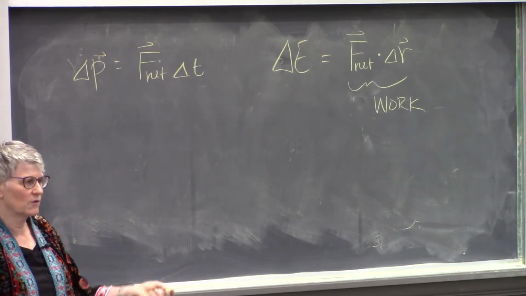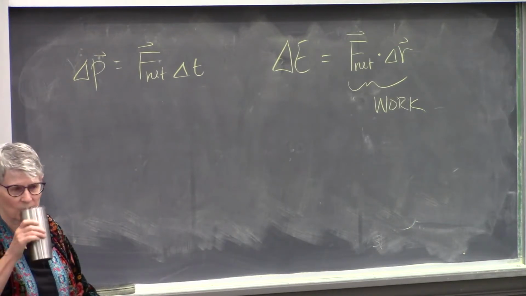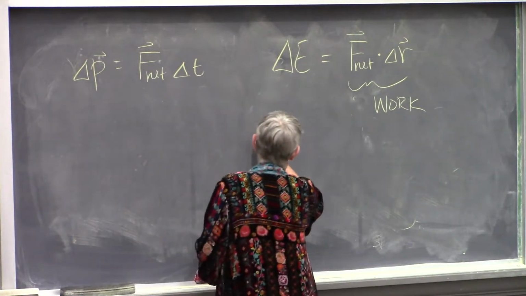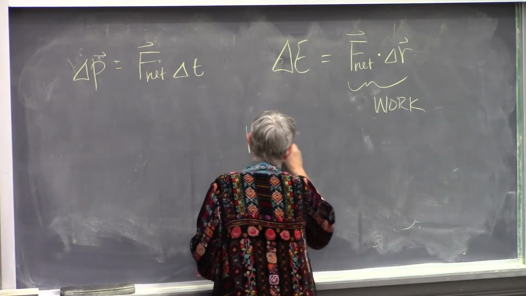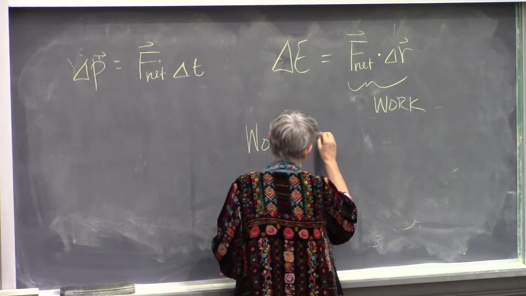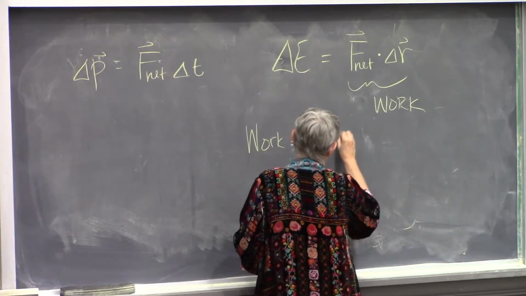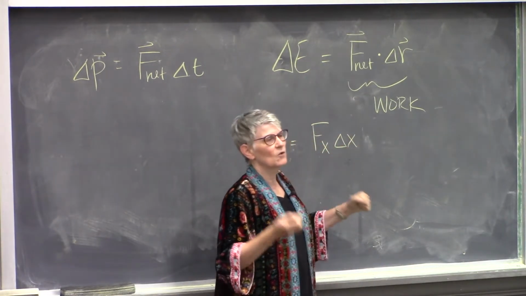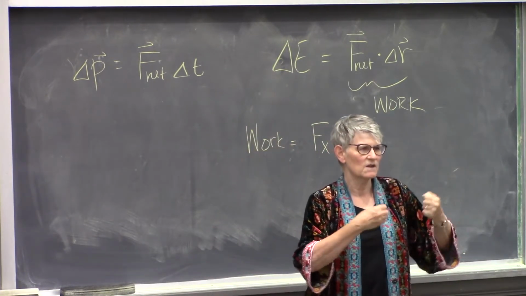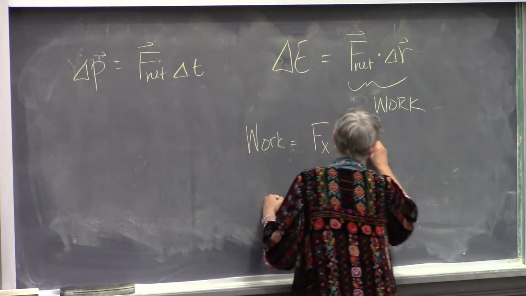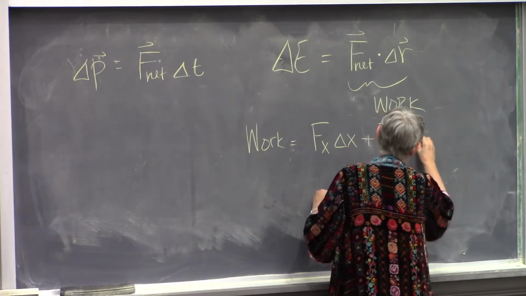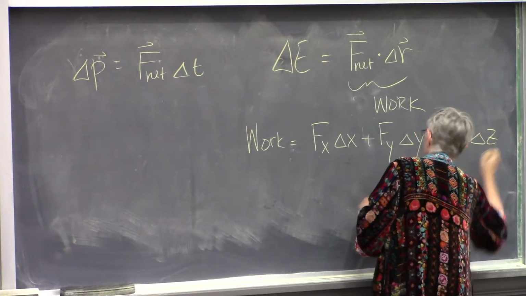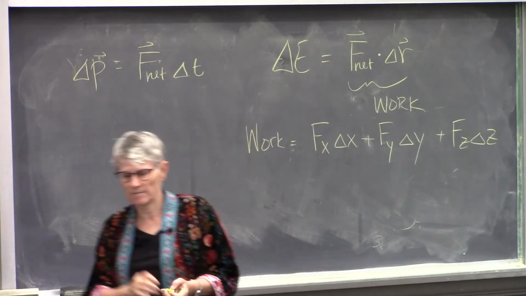when we were talking about parallel and perpendicular components of force and momentum. And so what this really comes down to is work is a force applied in the x direction times a displacement in the x direction, plus a force in the y direction through a displacement in the y direction, plus Fz delta z. So what does that mean?